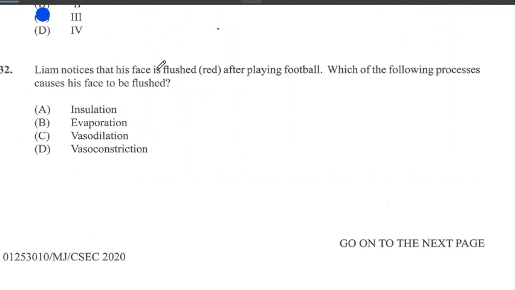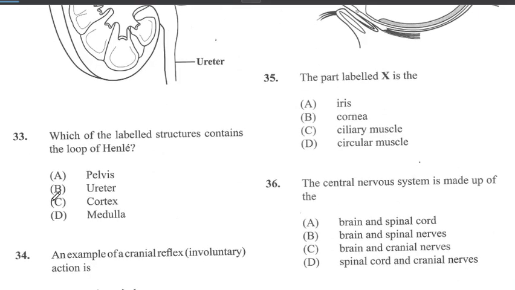Liam noticed that his face is blush red after playing football. Which of the following processes causes blood to be flushed? That is vasodilation. Don't get mixed up with vasodilation and vasoconstriction. Don't get mixed up with these two terms. Now, which of the following structures contains a loop of Henle? That would be the medulla.